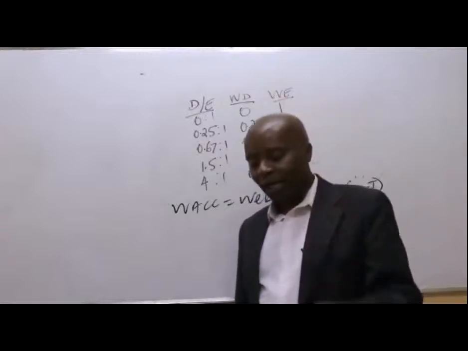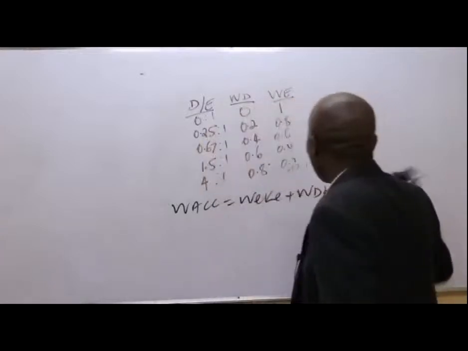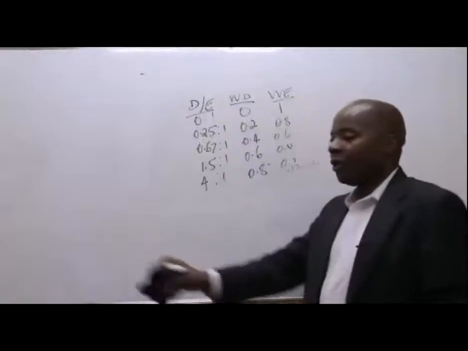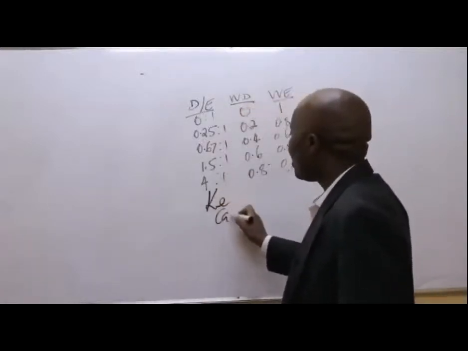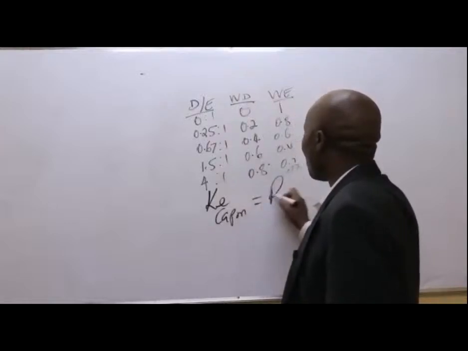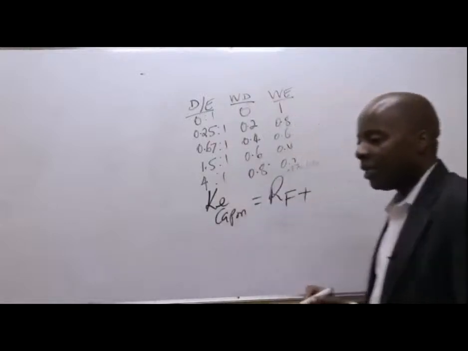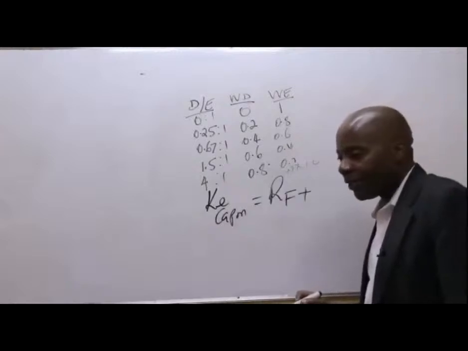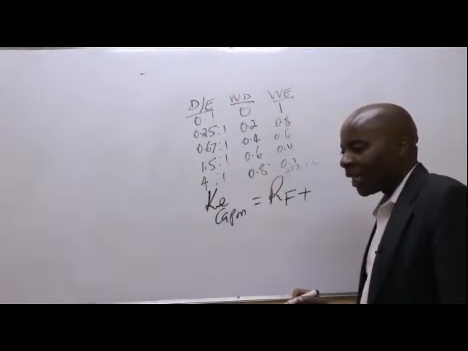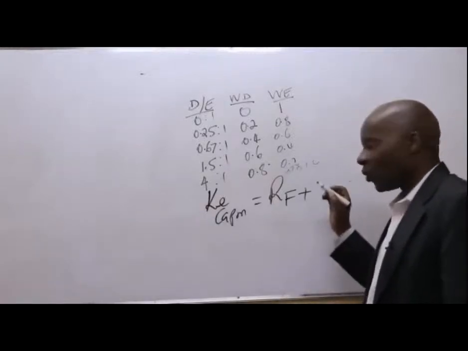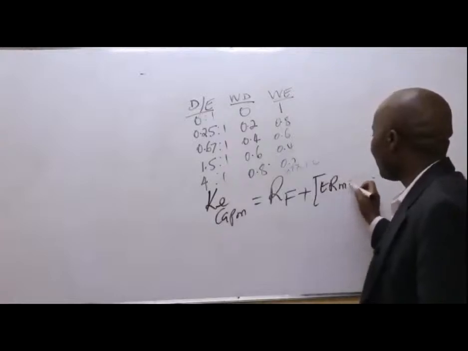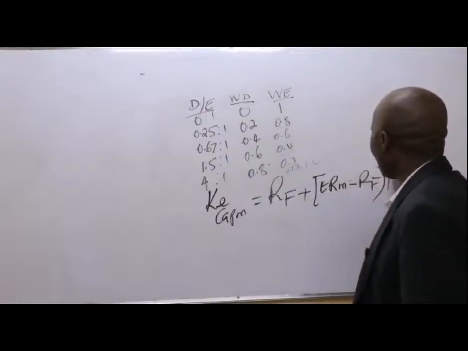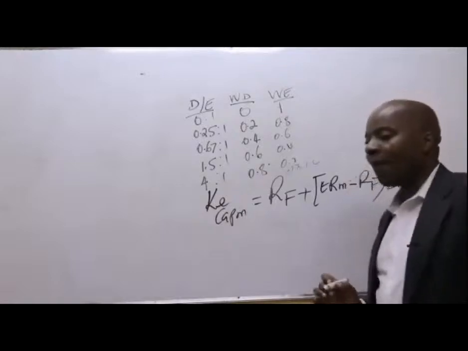So please go ahead and write for us the formula of cost of equity using CAPM. Cost of equity using CAPM will be equal to the risk-free rate of return, plus, in brackets, the expected return of the market minus risk-free, multiplied by the beta of equity.